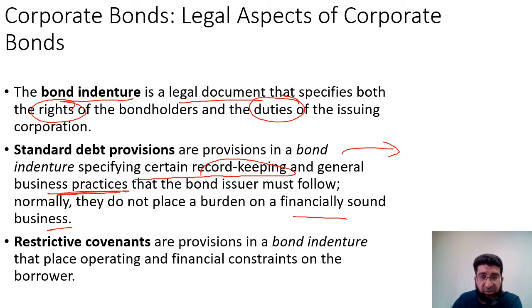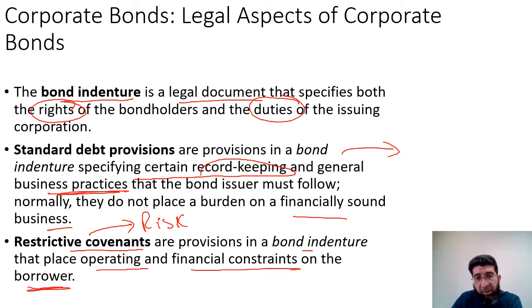Then come the restrictive covenants. These are the covenants that normally create risk for the investors. So these are the provisions in a bond indenture that place operating and financial constraints on the borrower. So if they break these constraints, my risk will increase as an investor, and hence the premium should increase as well.